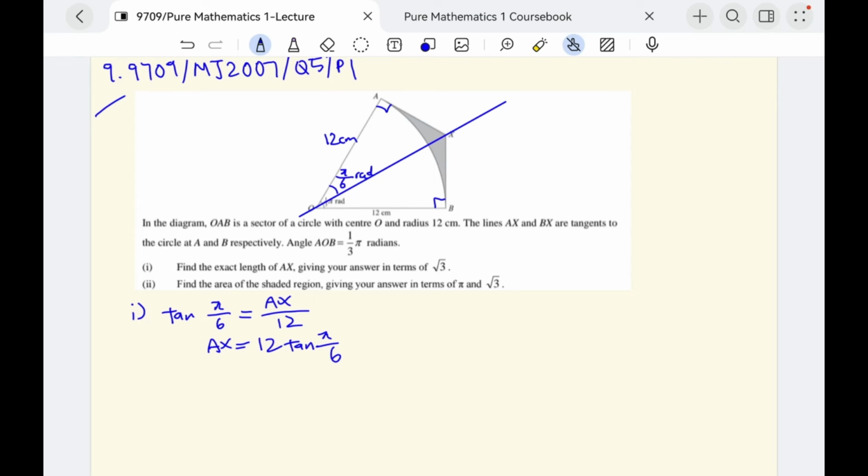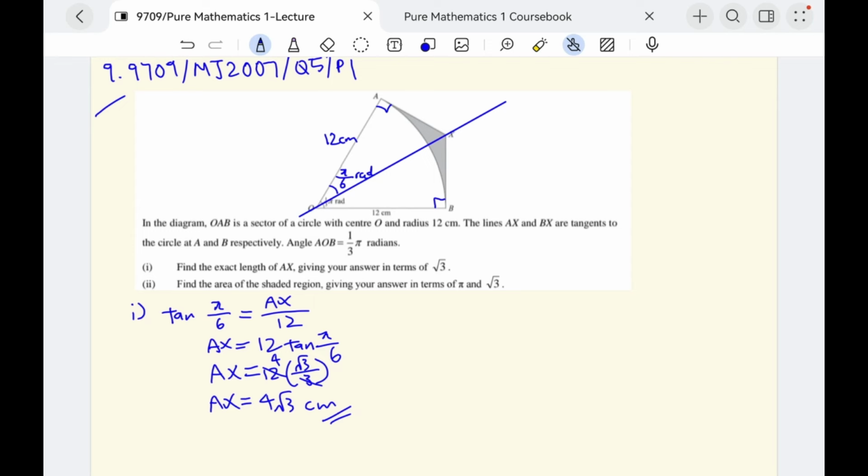Alright, so use your calculator to calculate the exact value of the tangent, or you can memorize. So you will have 12 times root 3 over 3, or 1 over root 3. But the question wants you to leave your answer in terms of root 3. So the 12 over 3 you may cancel out. That means your exact length of the AX is 4 root 3. It is better for you to write cm. Yeah, this is how you find the exact length of the AX.